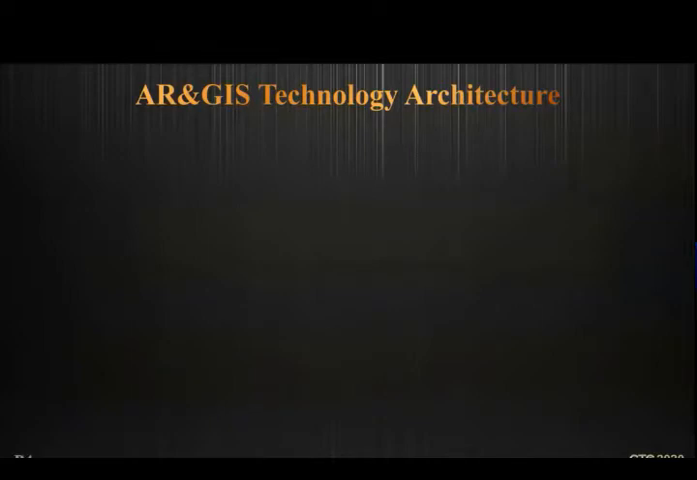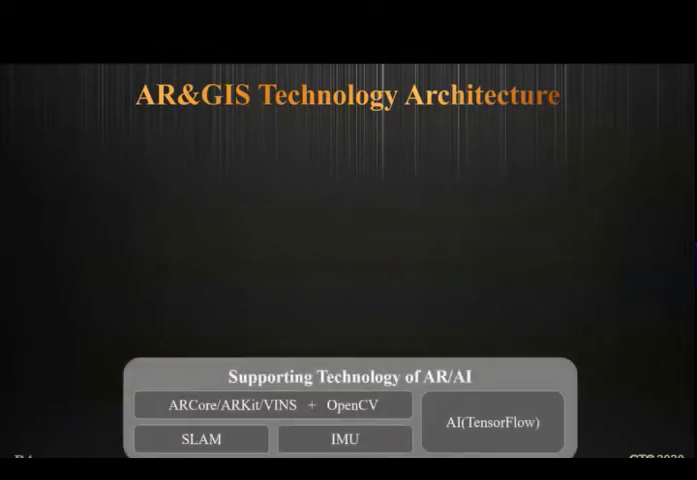So what is the AR and GIS technology architecture? At first, we have to know the supporting technologies, AR and AI. First, ARCore, ARKit and EVINS. They are AR Foundation, ARCore on Android, and ARKit on iOS. It allows you to work with AR platforms in a multi-platform way.